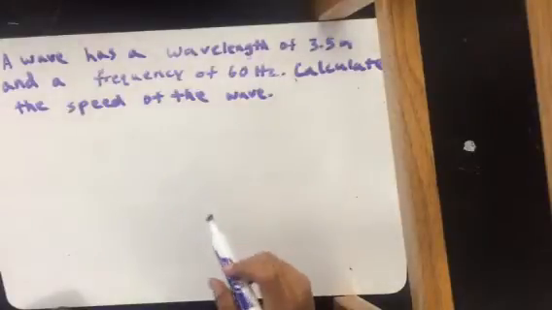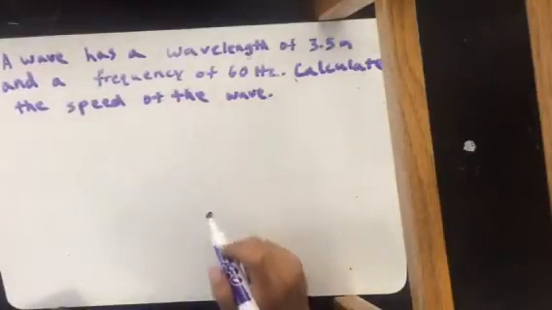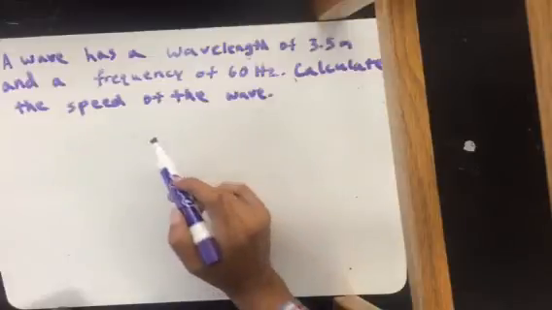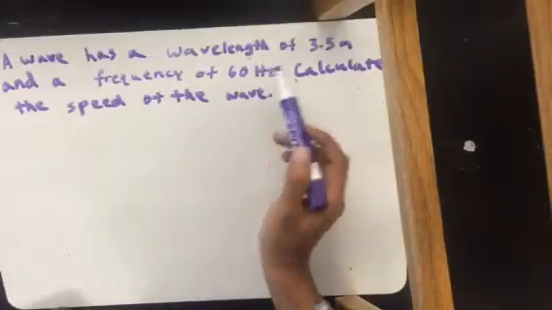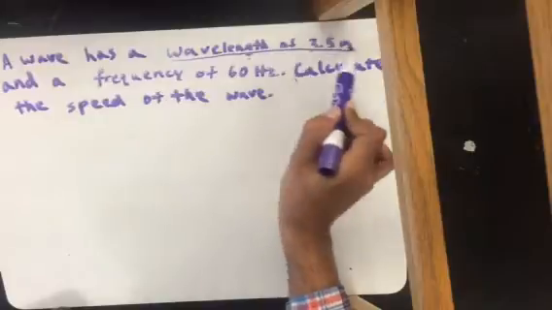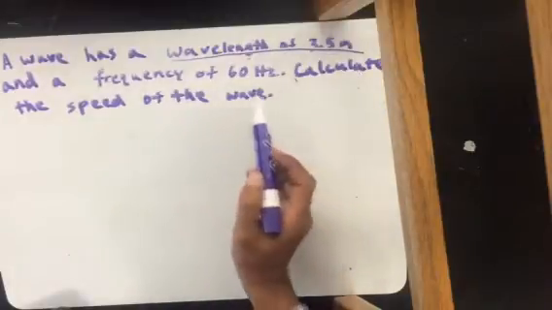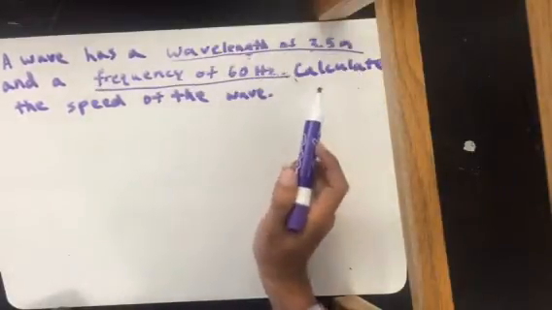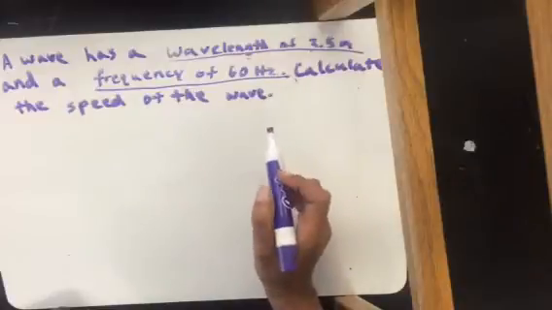So, we're given a problem where we have to solve for the velocity of a wave. So, let's look through the problem. A wave has a wavelength of 3.5 meters, so let's underline that, and a frequency of 60 hertz. So, we're supposed to calculate the speed of the wave.